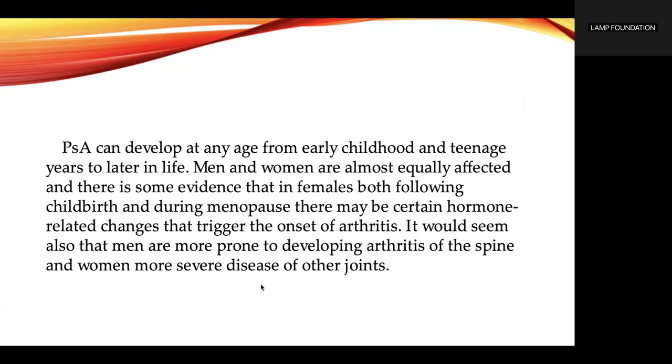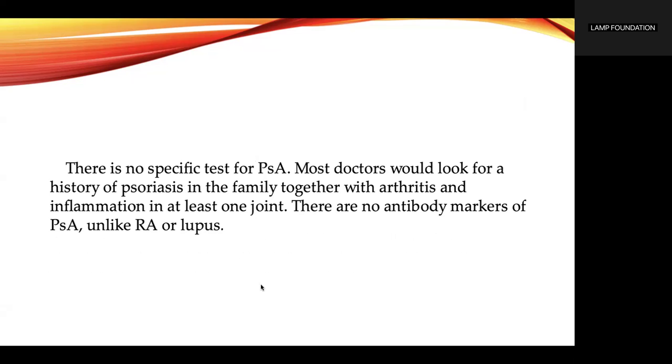Psoriatic arthritis can develop at any age, from early childhood and teenage years to later in life. Men and women are almost equally affected, and there is some evidence that in females, both following childbirth and during menopause, there may be certain hormone-related changes that trigger the onset of arthritis. It would seem also that men are more prone to developing arthritis of the spine and women more severe disease of other joints. There is no specific test.